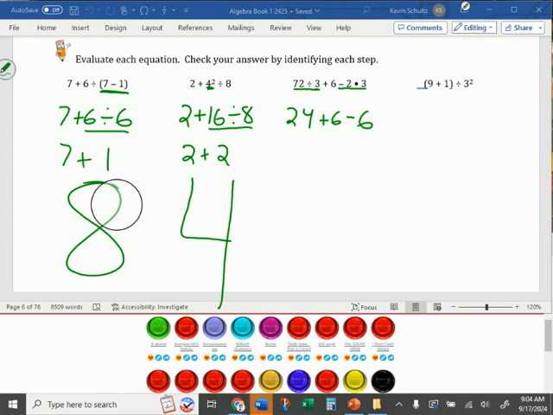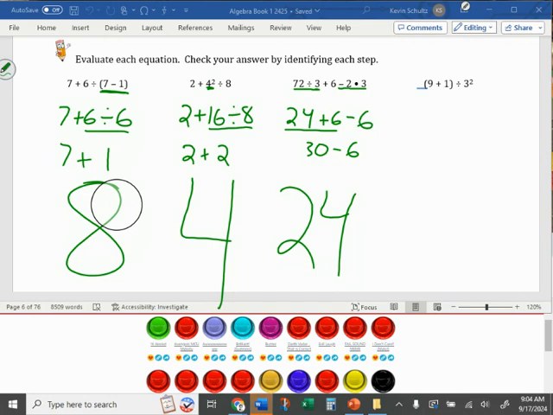And so now we have 24 plus 6 minus 6. Claire, do you want to know the next step? Yes. Okay, 24 plus 6, because it's on the left side, is 30, and 30 minus 6 is 24. Okay? Could we have subtracted first if we wanted to?